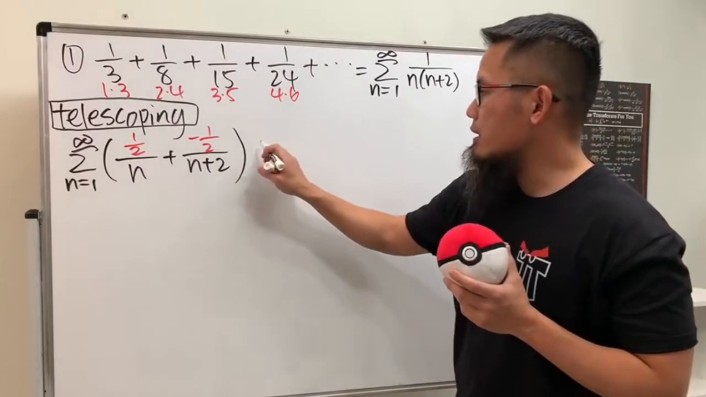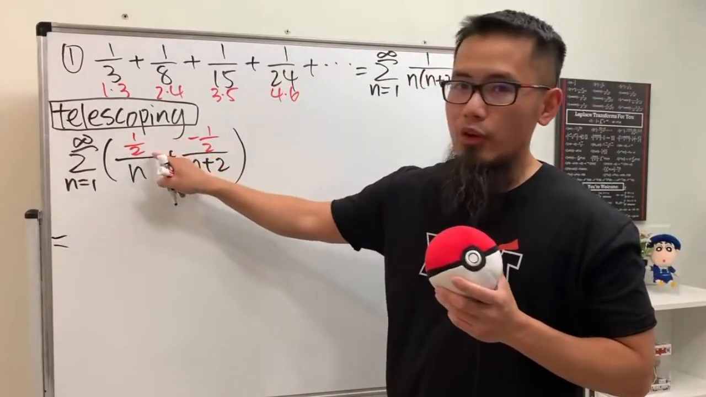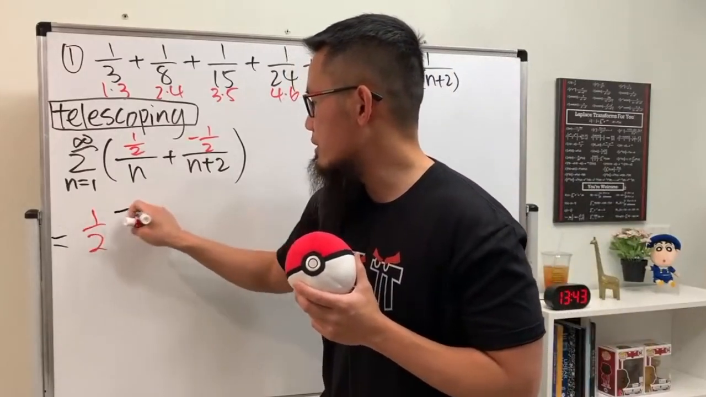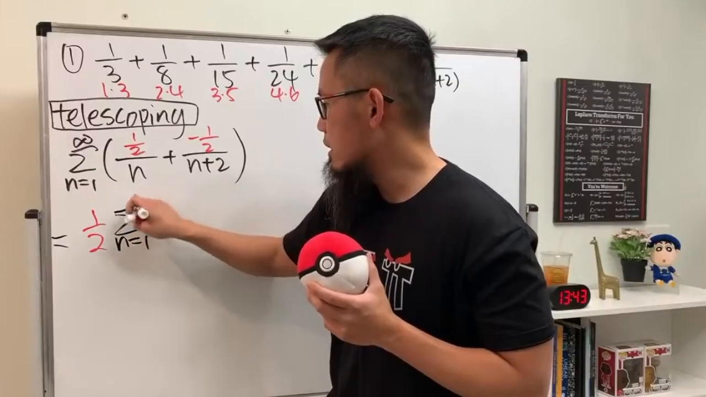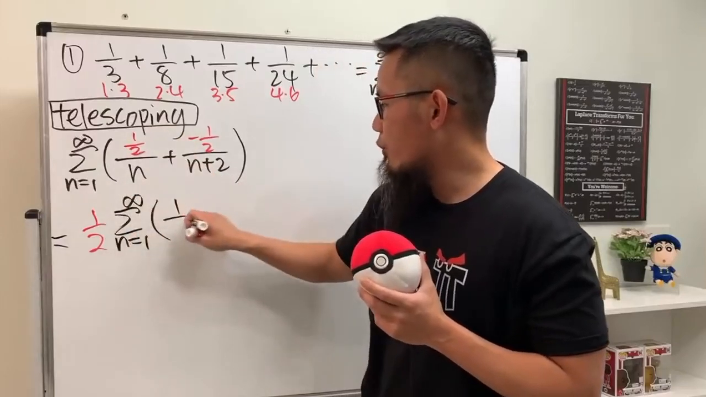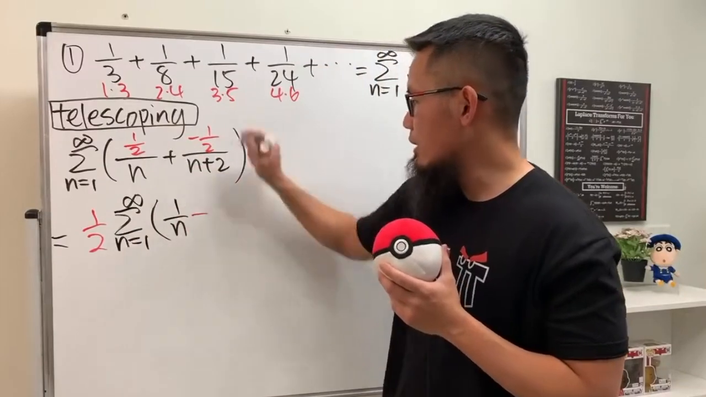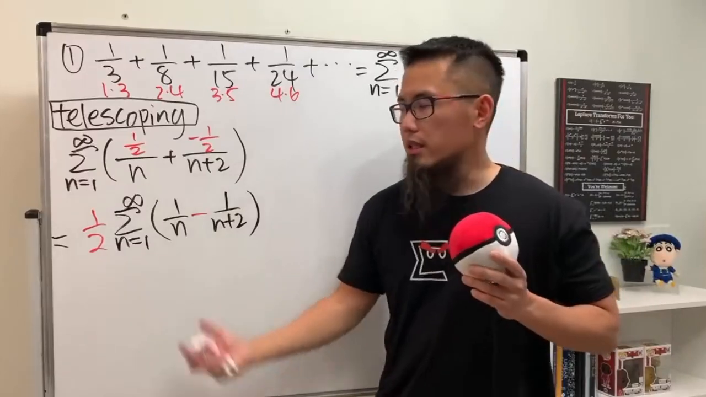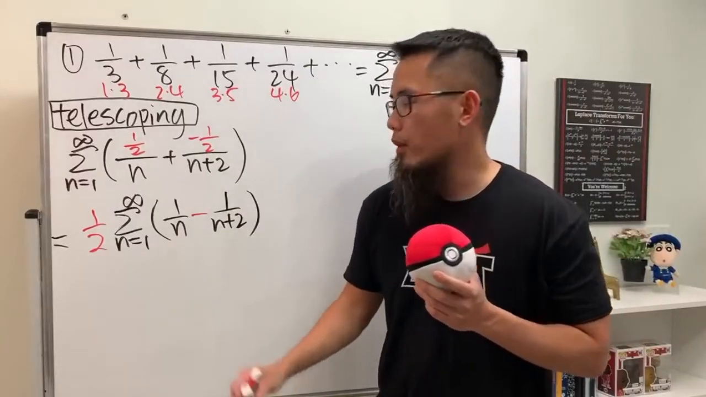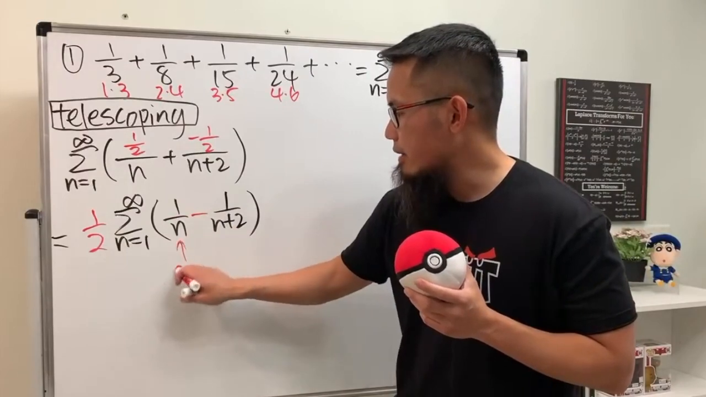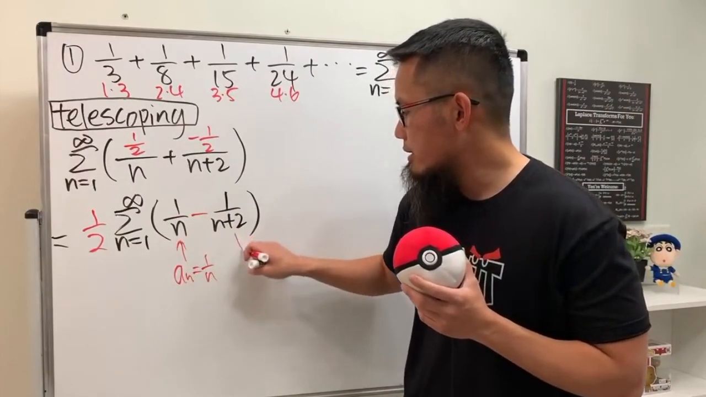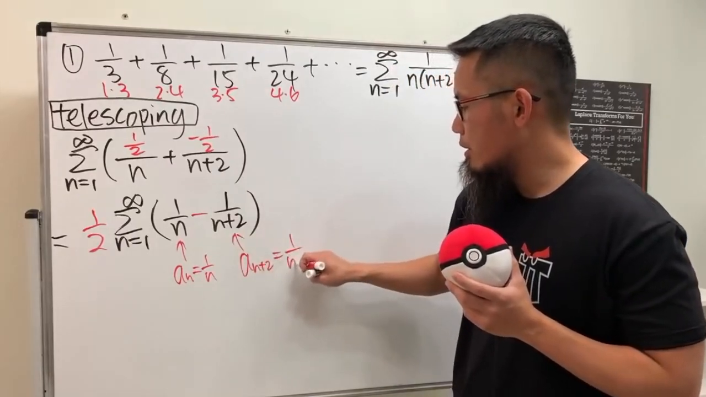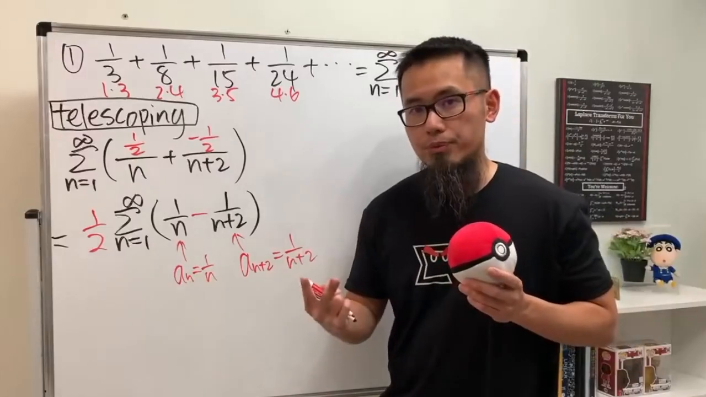And now have a look. This right here, we have 1 over 2, 1 over 2, right? So we can factor that out. We can put it all the way in front of the summation, just like how we do with the integral. And then we will just have 1 over n, and this is a minus now, and then we have 1 over n plus 2. So as you can see, this is indeed a telescoping sum. Why? Because if you look at this as an, then you can see that this is precisely an plus 2, because they are just off by 2, right?